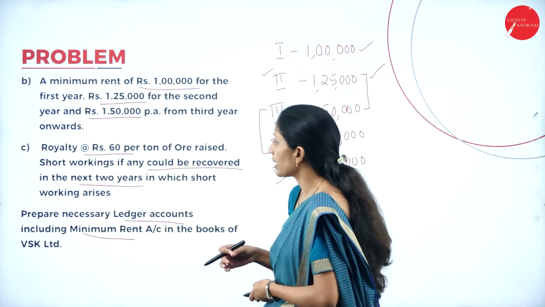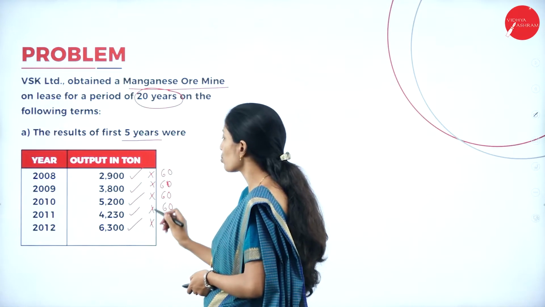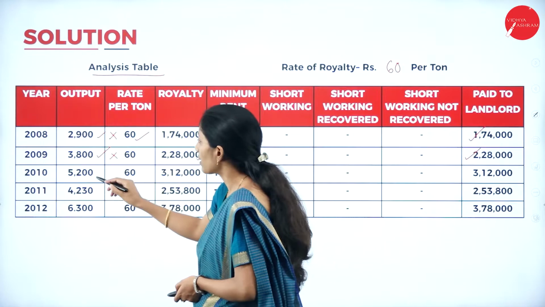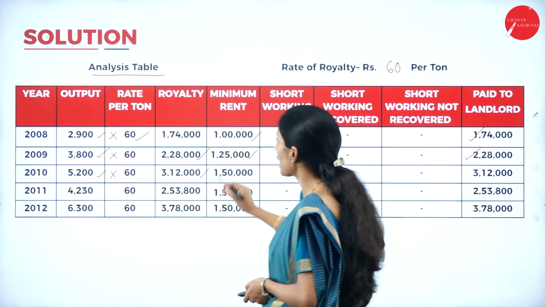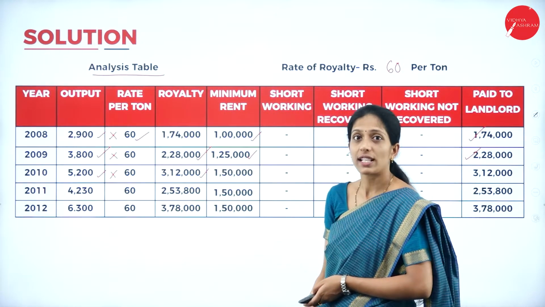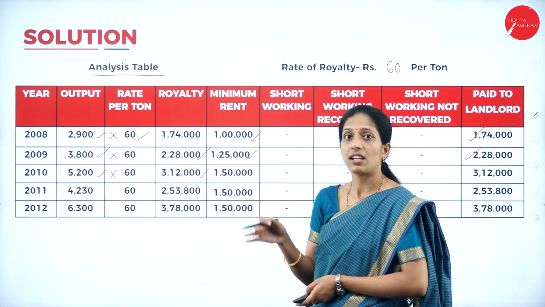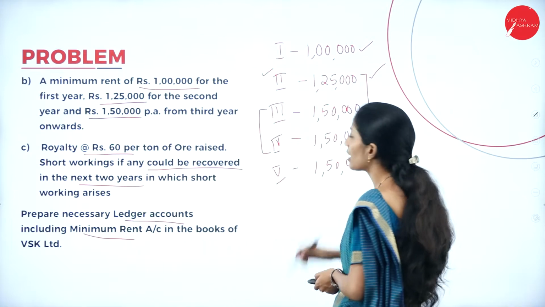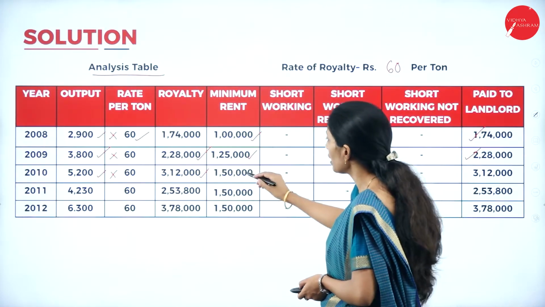Now coming to the third year, that is 2010, 5,200 units into 60. So 5,200 into 60, you will get 3,12,000. But what is the minimum rent? After the second year, it will be 1,50,000. So third year minimum rent is 1,50,000.